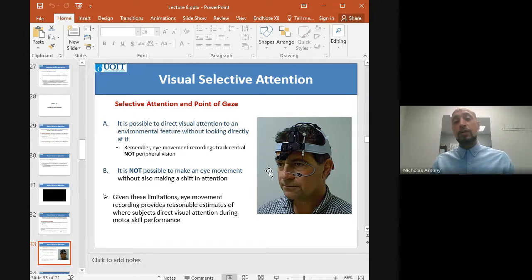The other thing that these goggles are good at registering is that if we focus our attention on something, you are unable to move your eyes without losing attention. You can be having a conversation with someone, and if your eyes move, you've lost attention.